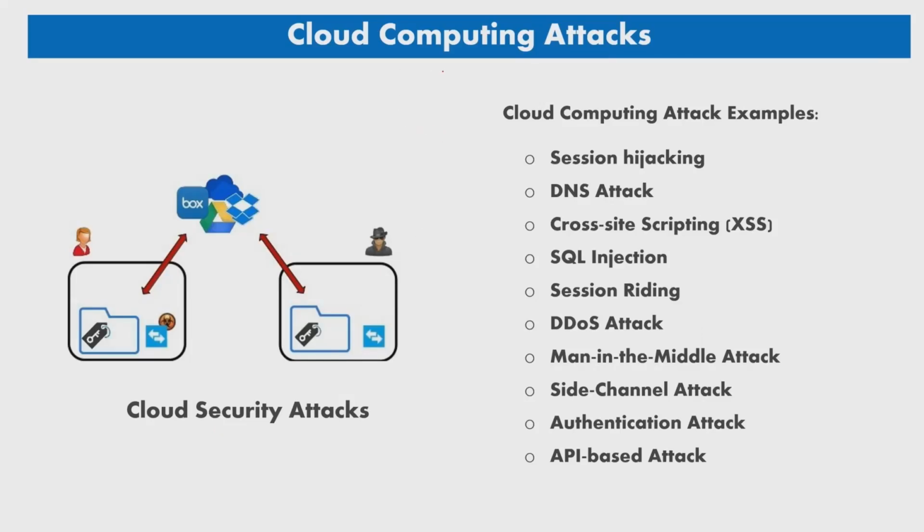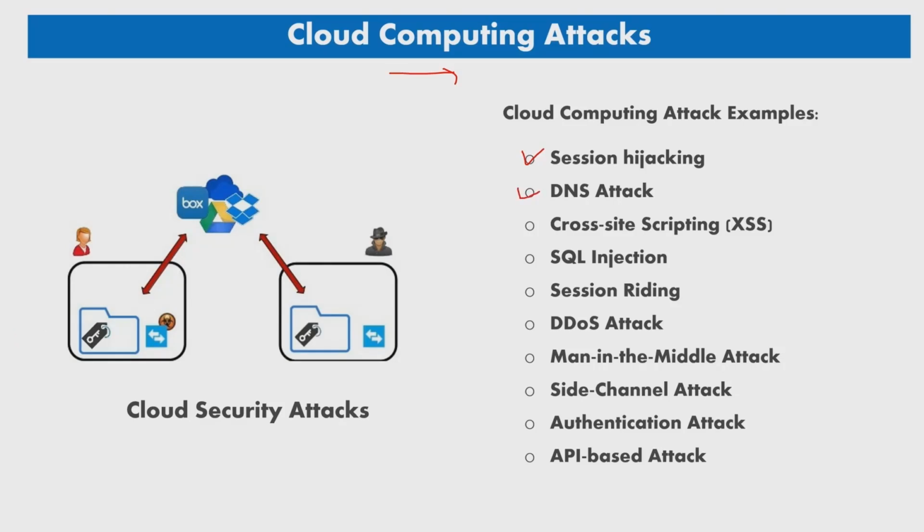Now let's talk about cloud computing attacks. Cloud-based services are vulnerable to a variety of attacks because they're accessible via the internet. As more businesses adopt cloud computing, expect hackers to follow suit. The following are some of the possible attack vectors that criminals can use. First is session hijacking. When an attacker sniffs and intercepts traffic in order to take over a legitimate connection to a cloud service, this is known as a session hijacking attack.